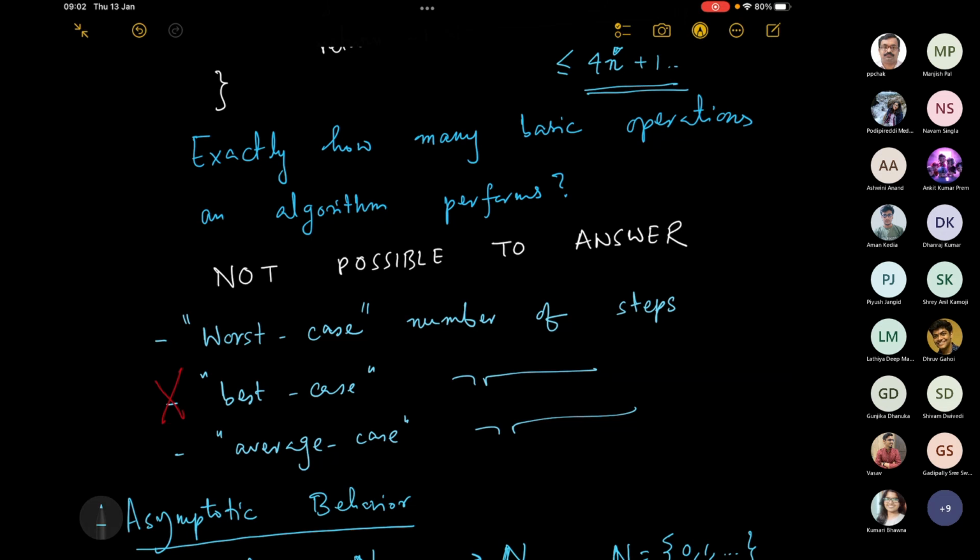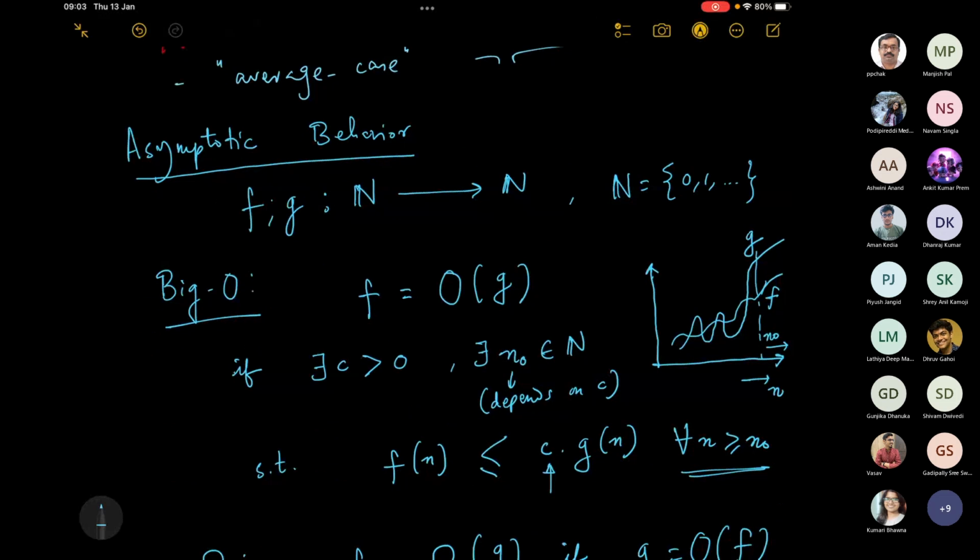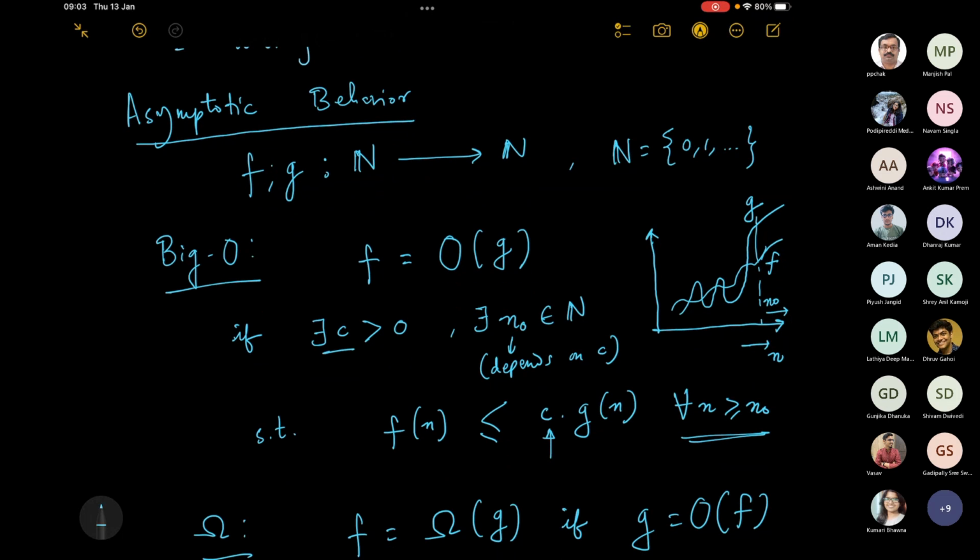Anything else? Sir, what does the letter C represent in the big O notation? Is it just an arbitrary constant? Yes, there exists a constant C. Let me write specifically, constant. Okay, sir. This is also constant. N naught is also constant. C is allowed to be a positive real number. N naught must be a natural number.